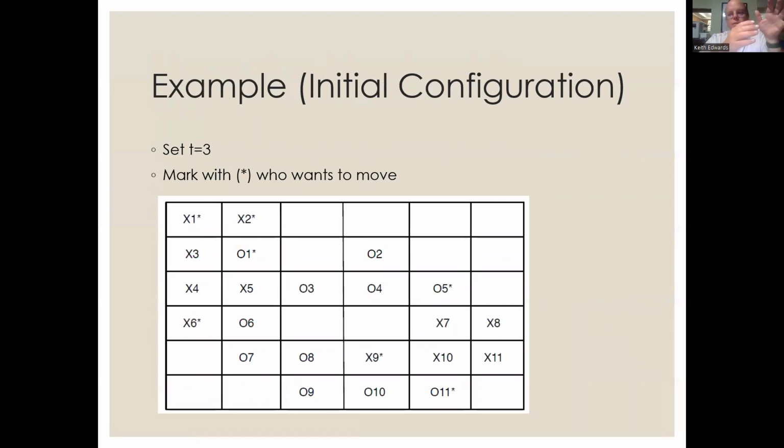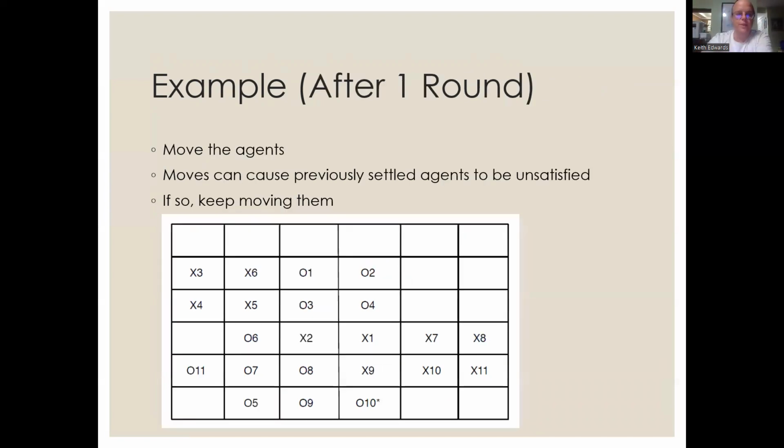So we set up our initial configuration. This is a 2-dimensional array. Here we have the different agents, X1 through X11 and O1 through O11. And we basically measure their neighbors and see whether or not they have 3 neighbors that are like them. We mark a star on the ones that want to move, and the empty squares are, of course, places that they can move to. Lots of vacant space here.